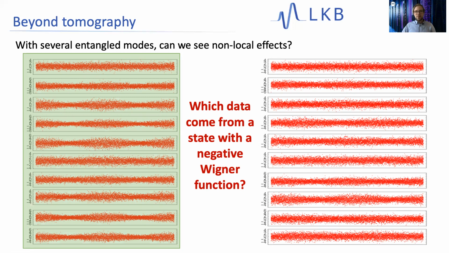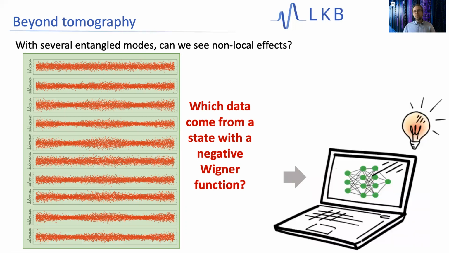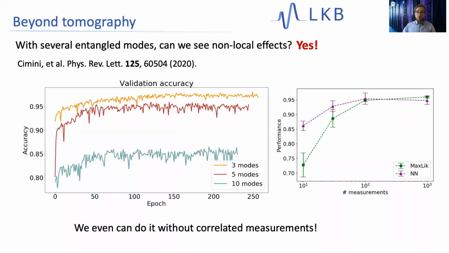And this may sound a little bit silly, but of course you can then wonder, it's not because we don't see a pattern in these data that there isn't one. And because we can simulate these data, we did this for thousands of states, and we injected this in a machine learning algorithm. And this works. So we can actually see and predict whether we have Wigner negativity in our state or not based on this kind of data.